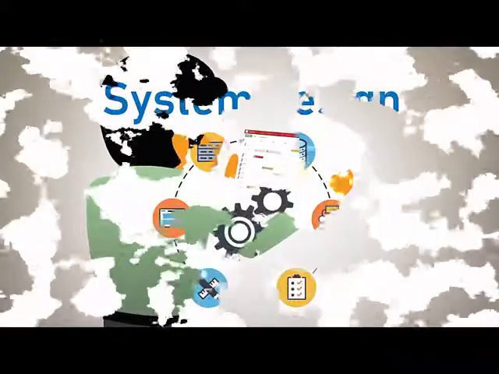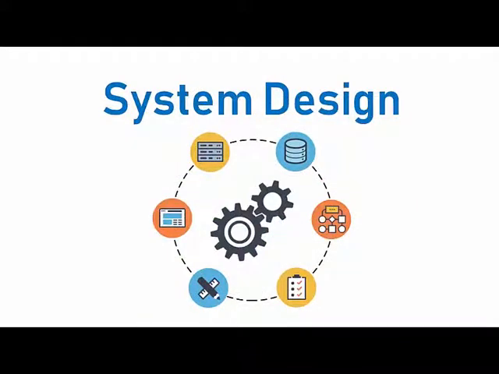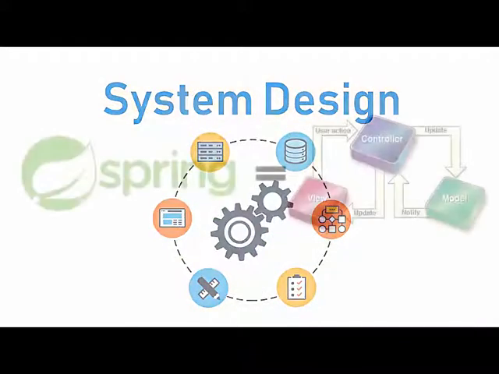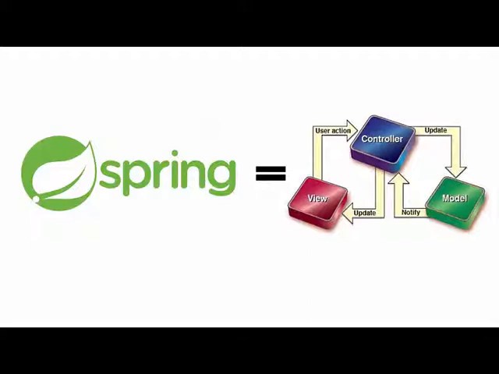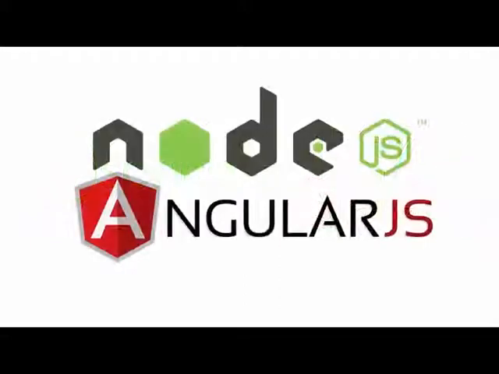Now, let's take a look at the system design. Intelligent Employee Scheduler is built on Springboard, which is a lightweight MVC framework. The frontend is built using Angular single-page application framework and Node.js. The combination of these two provides a seamless user experience and an uninterrupted integration with the backend.